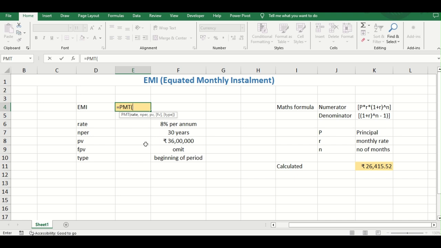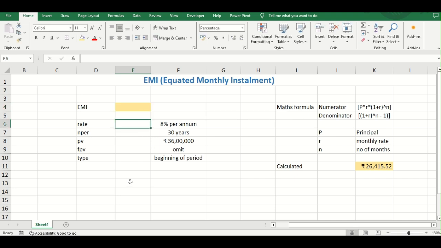Before going there, let's put the values in the cells here. We can put it directly also, but for simplicity's sake we are putting it here. So rate is supposed to be monthly, so it is 8% divided by 12, so it is 0.67%. 30 years, the time period has to be taken in months, so it is 360. PV is the same value as the loan amount. In our case, FV is not required, and type we will see as beginning of the period. We will see in the formula how it is to be chosen.